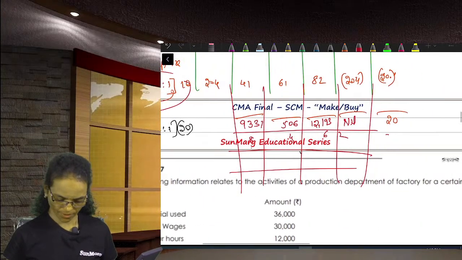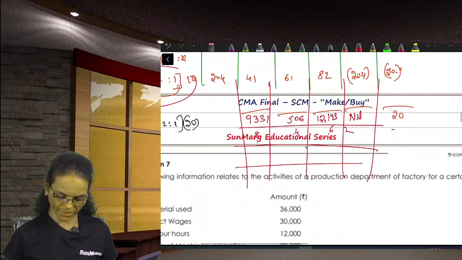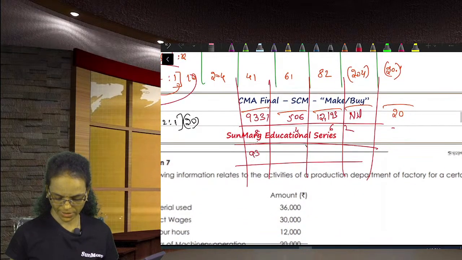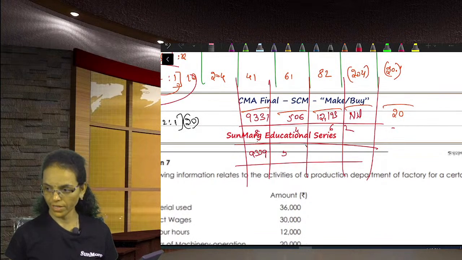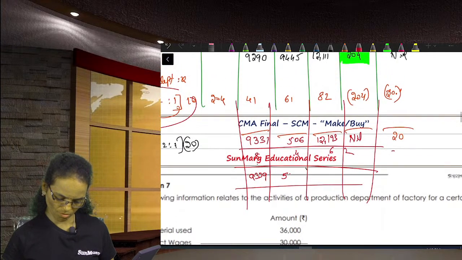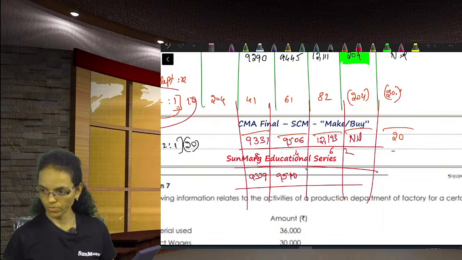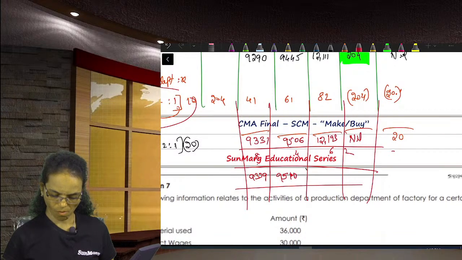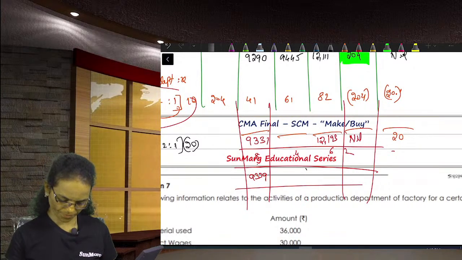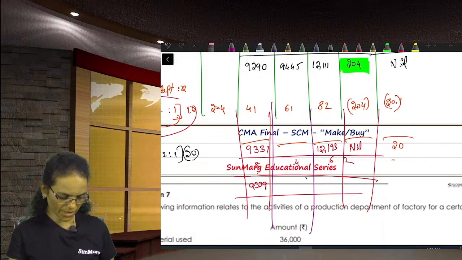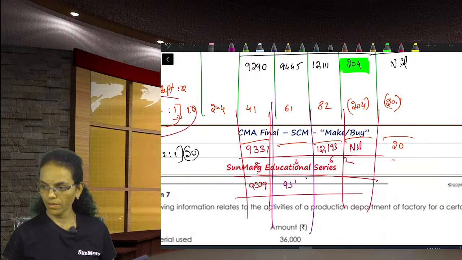Total: 9331 plus 8 is nothing but 9339, plus 5, this one, 9510. Nine double 45 plus 61 plus 4 is 9510.